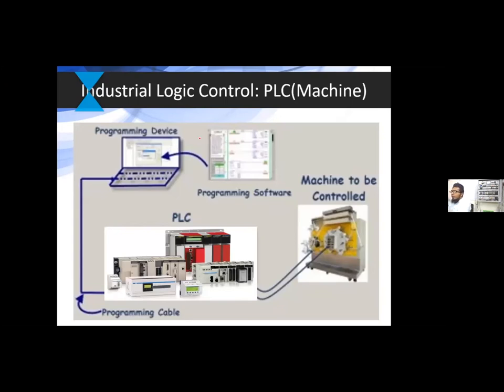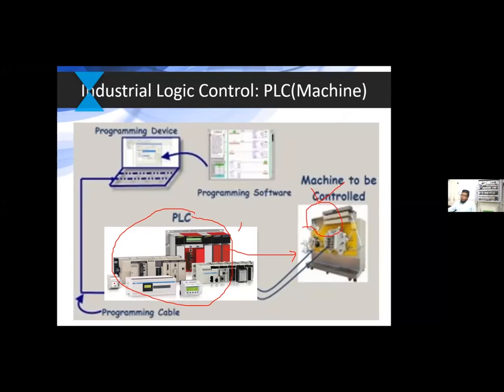Okay, so now we are on the industrial logic control part. In industrial logic control, the first important controller is the PLC. So how do we organize the machine and the program? This is just a machine, and these are the PLCs. They are connected to the machine, and this PLC is controlling the machine. So if there is any problem in the PLC, the machine will be stopped. And if we get any problem in the machine, we will get feedback in the PLC.